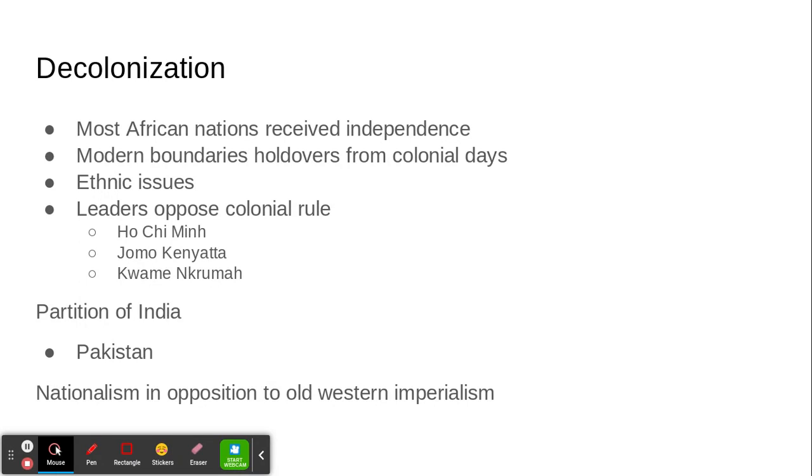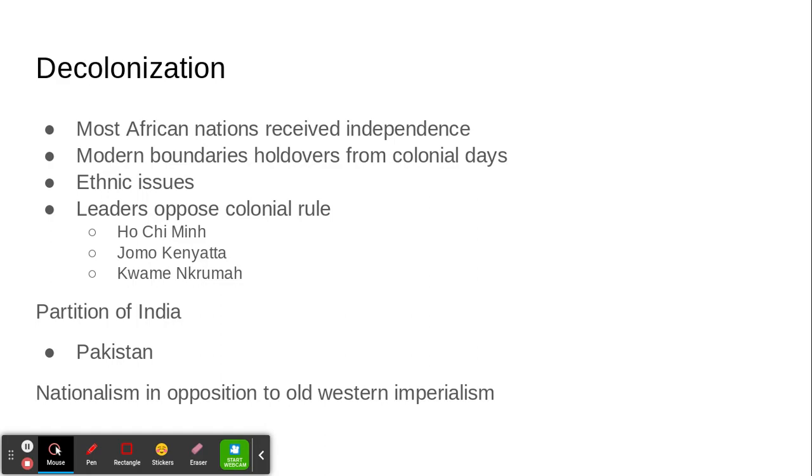You had several leaders. Of course, most of these leaders opposed colonial rule, but here are three important ones. Ho Chi Minh, of course, with North Vietnam. He ascribes to communism. He is going to force the French out of French Indochina, or Vietnam and Laos, Cambodia, that area. Jomo Kenyatta for Kenya, Kwame Nkrumah. These guys want African independence. They're going to get it. Now, again, it comes with some issues, but they are going to get that independence that they're seeking.